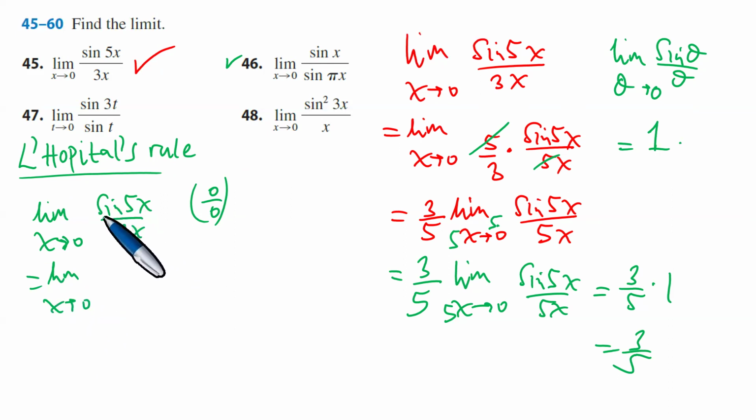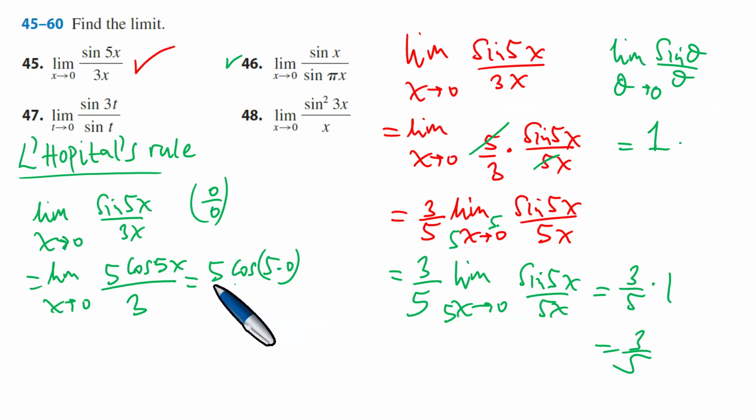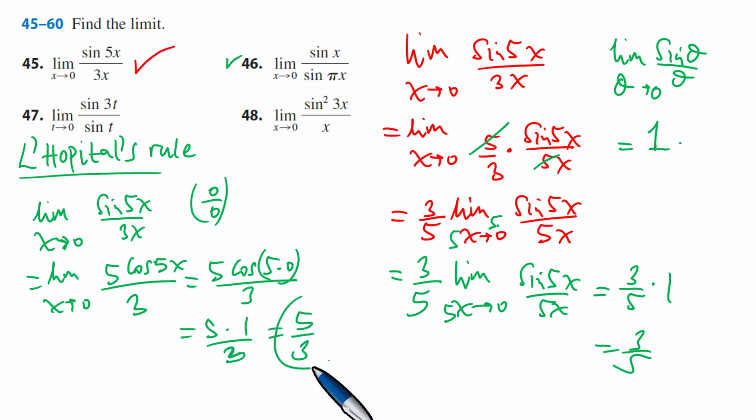Because it is 0 over 0, differentiate. The derivative of the sine is cosine, and you have the 5. So you have 5 cosine 5x divided by 3. Therefore this becomes 5 times the cosine of 5 by 0, divided by 3. Cosine 0 is 1, so it is 1 out of 3, which is exactly 5 out of 3.